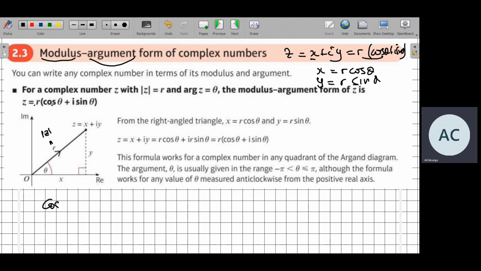You know that cos theta, what is cos theta equal to? Adjacent over hypotenuse. So according to this diagram, cos theta is x over r, which further implies that x is equal to r cos theta. Agreed? You can make x the subject of the formula. So where there is x, I can actually replace it with r cos theta. It's the same thing in polar form.